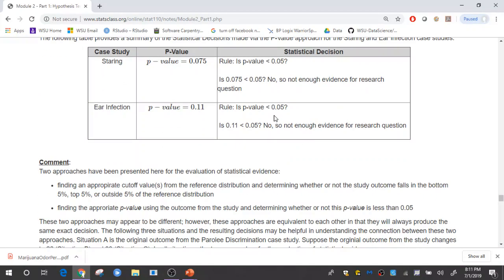In the ear infection example, the rule is the p-value less than 0.05. My p-value from up above that we just calculated was 0.11. That is not less than 0.05, so again, we do not have enough evidence for the research question. So both in the staring and the ear infection examples, the data does not provide enough evidence for the research question.